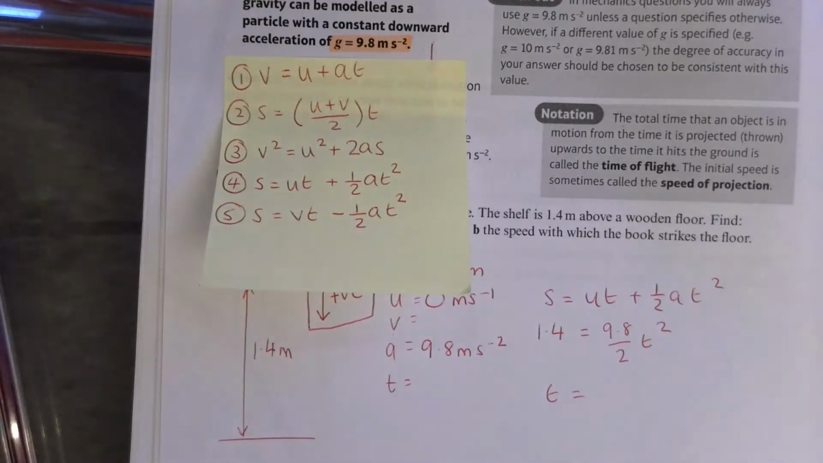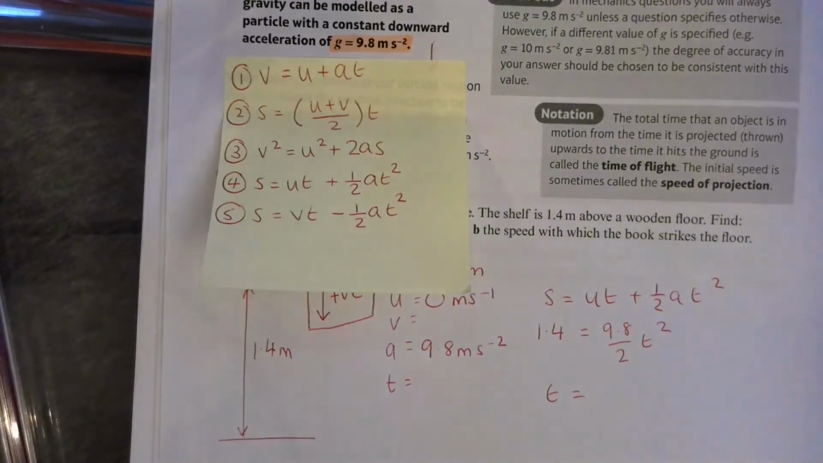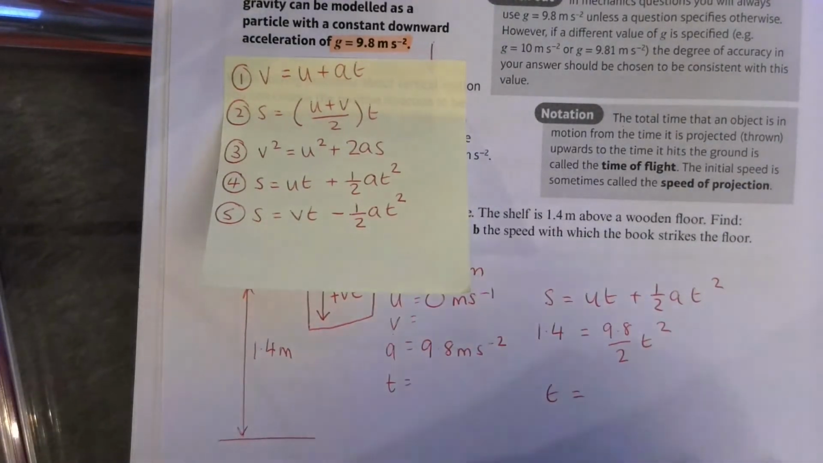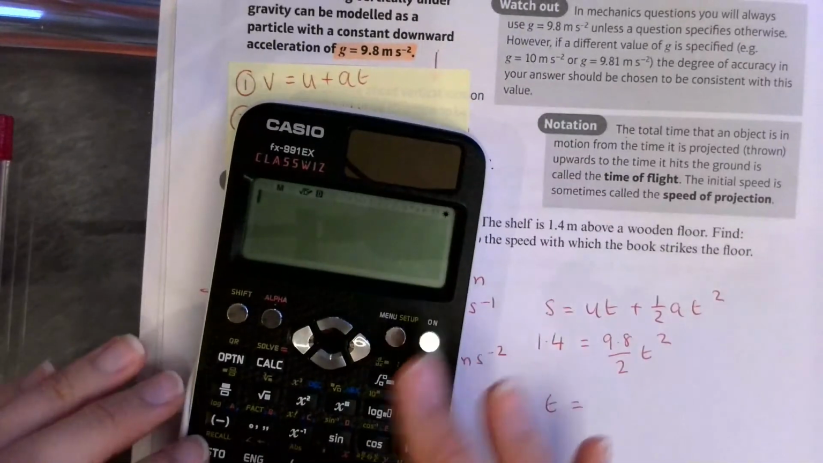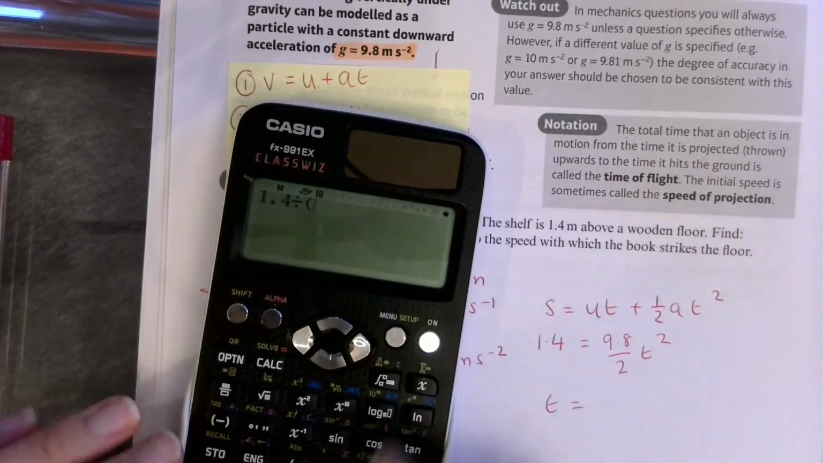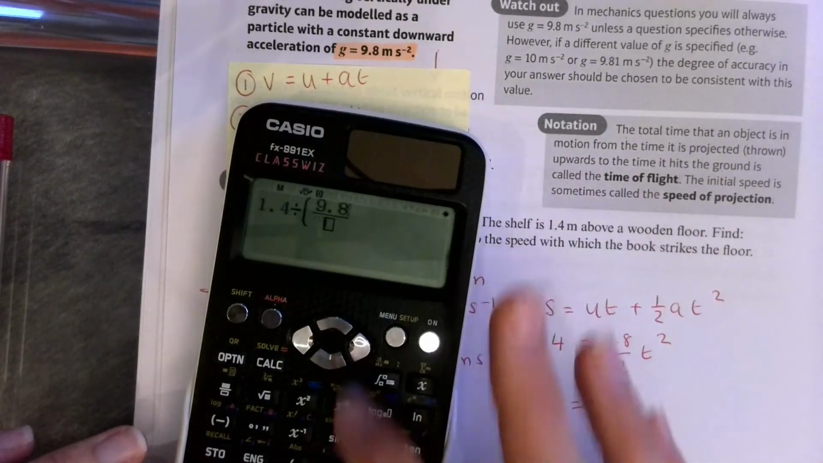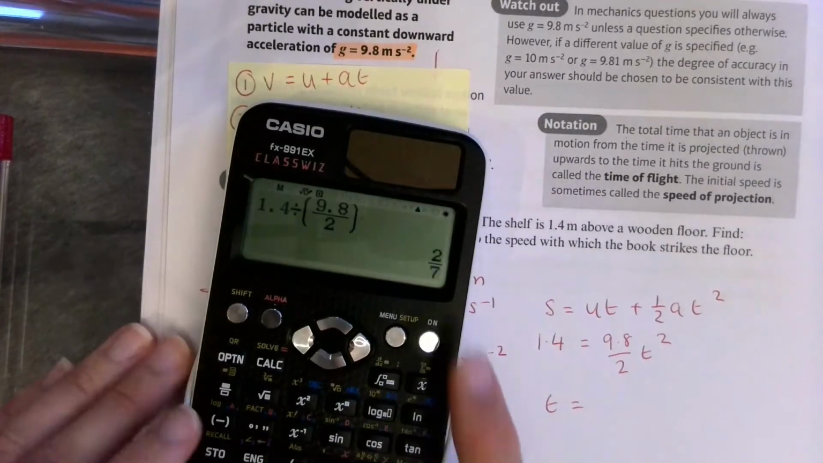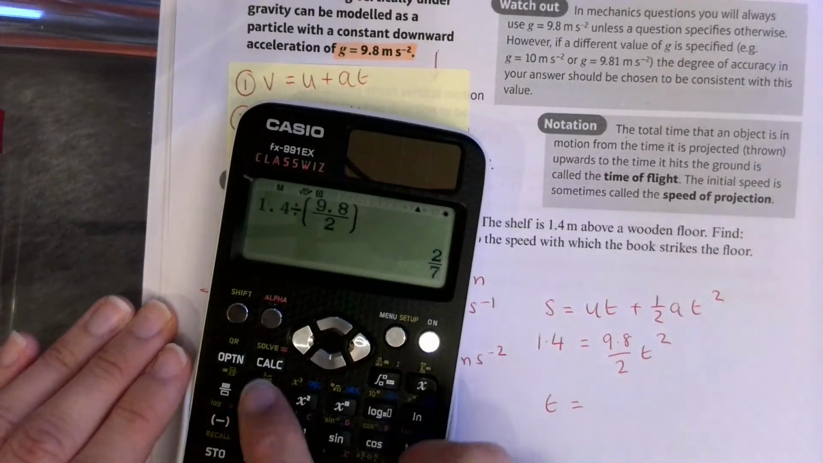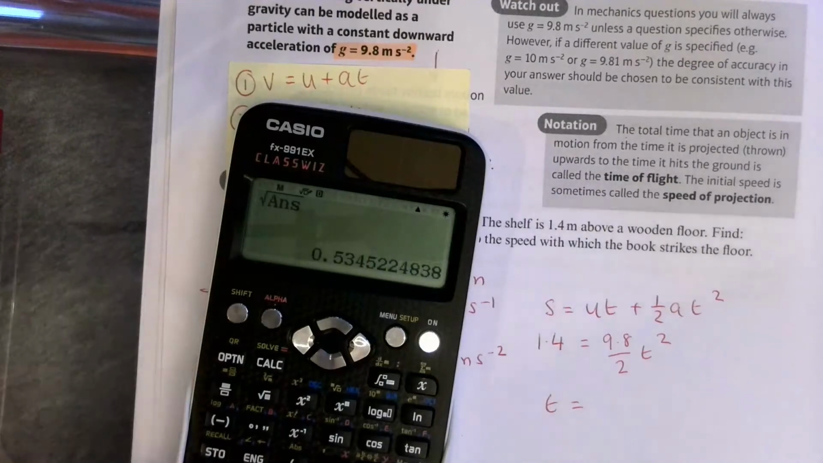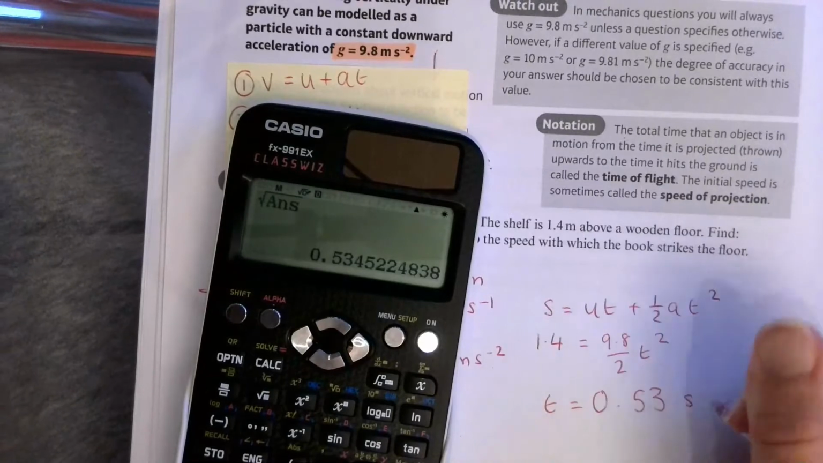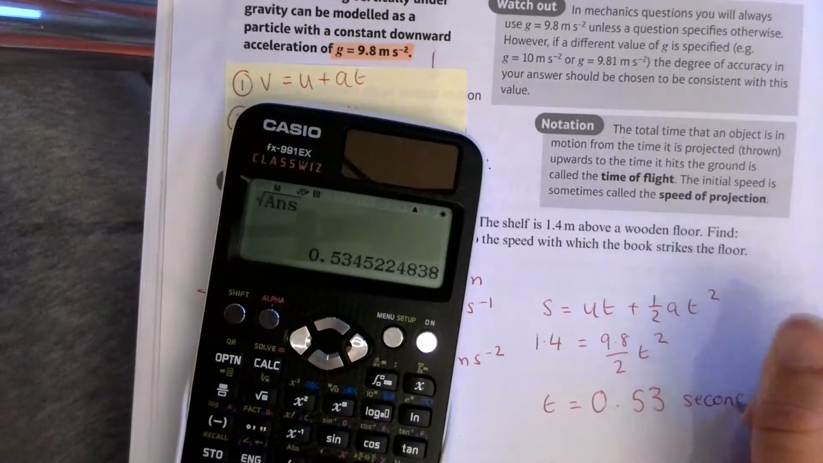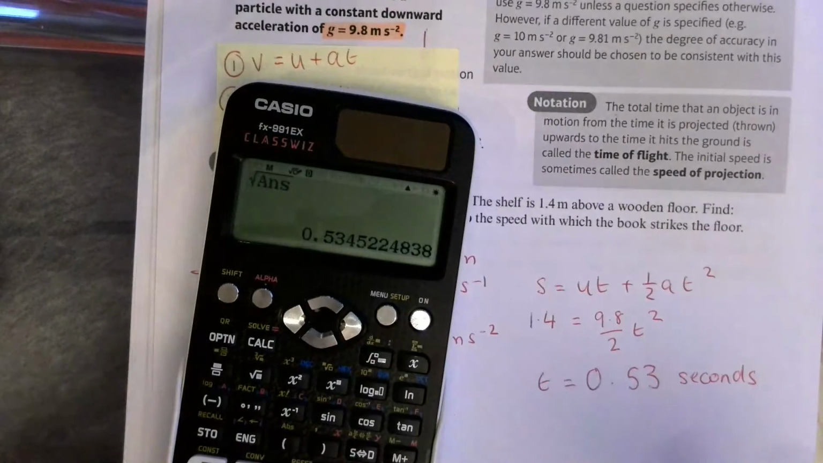I've not done this one before, so I'm going to have to find my calculator now to work out my value for T. There we go. So firstly, I'm going to do 1.4 divided by 9.8 over 2. So I know that T squared is equal to 2 over 7. So T must be equal to 0.534. So it takes 0.53 seconds. That's the time that it takes for the book to fall to the floor.